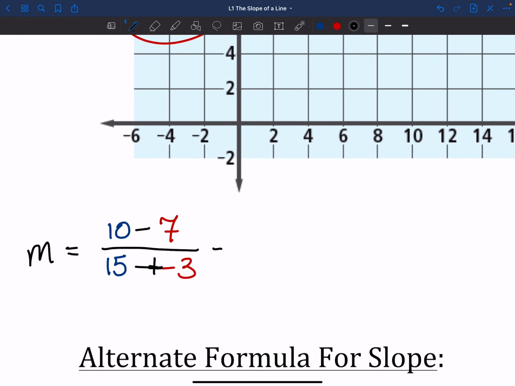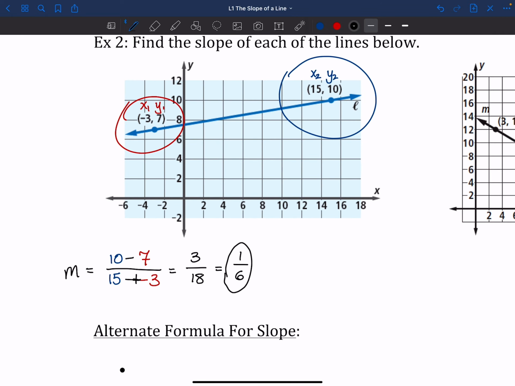So after that, we just run through it. 10 minus 7 up top gives us 3. 15 plus 3 on the bottom gives us 18. And it would be perfectly fine to leave it as 3 over 18. When we've got something as a fraction like this, it's definitely going to make our lives easier as we go to simplify it. So 3/18 is the same thing as 1/6. So this is hopefully where we want to get to, 1/6. All right. Let's take a look at another one.